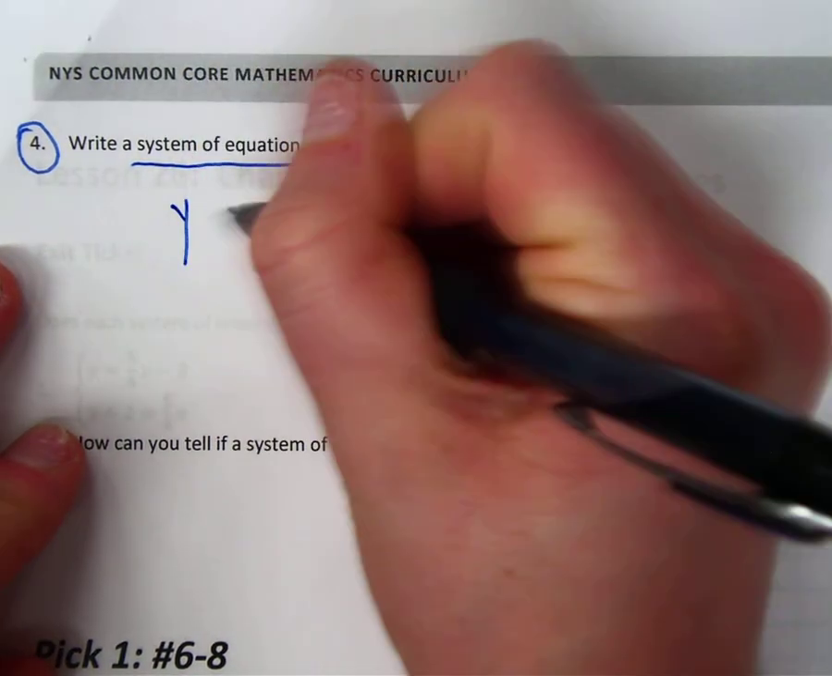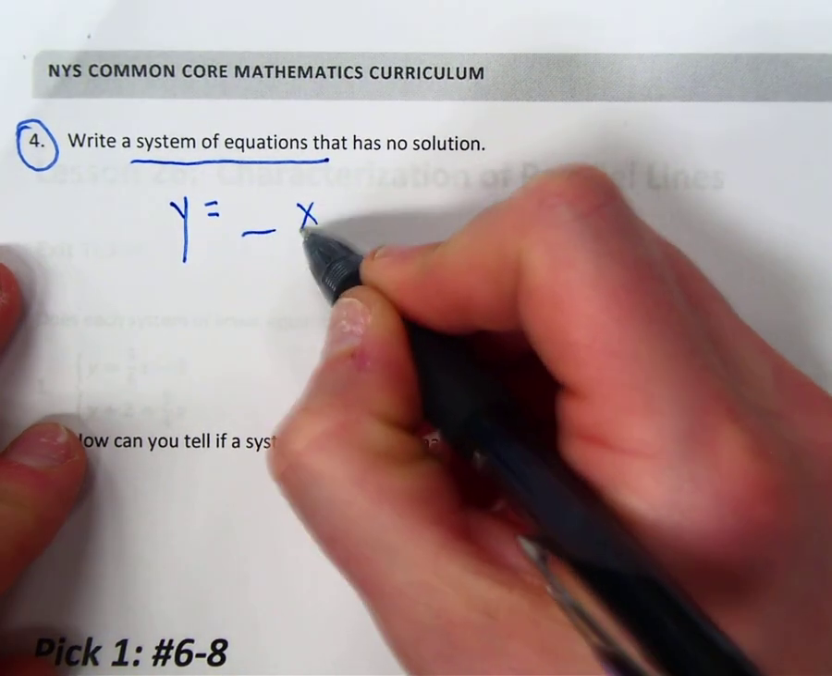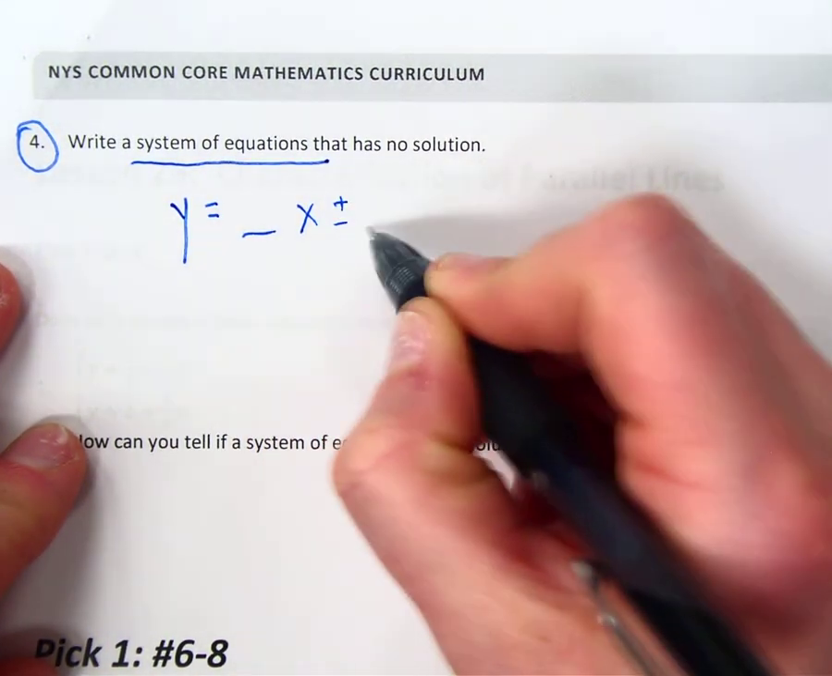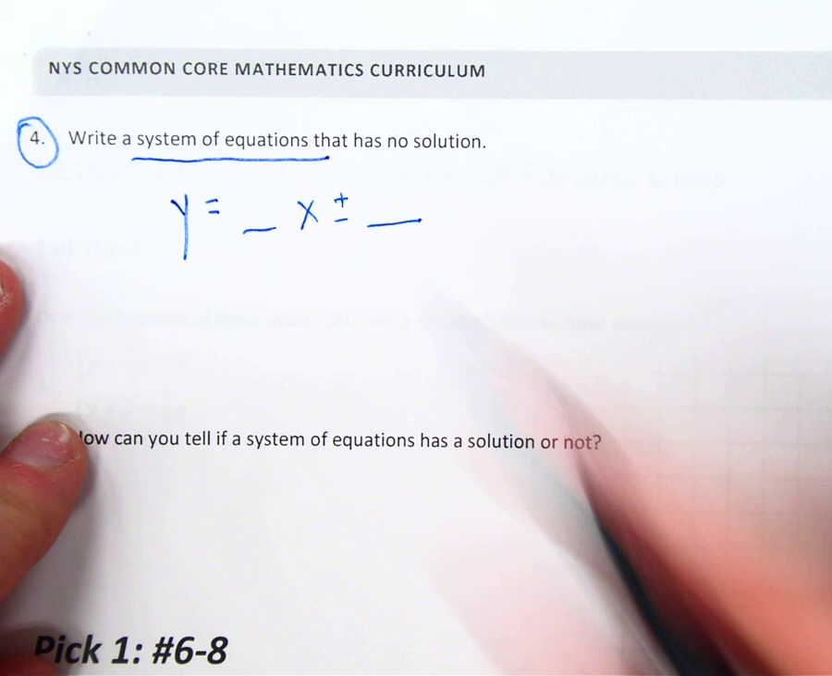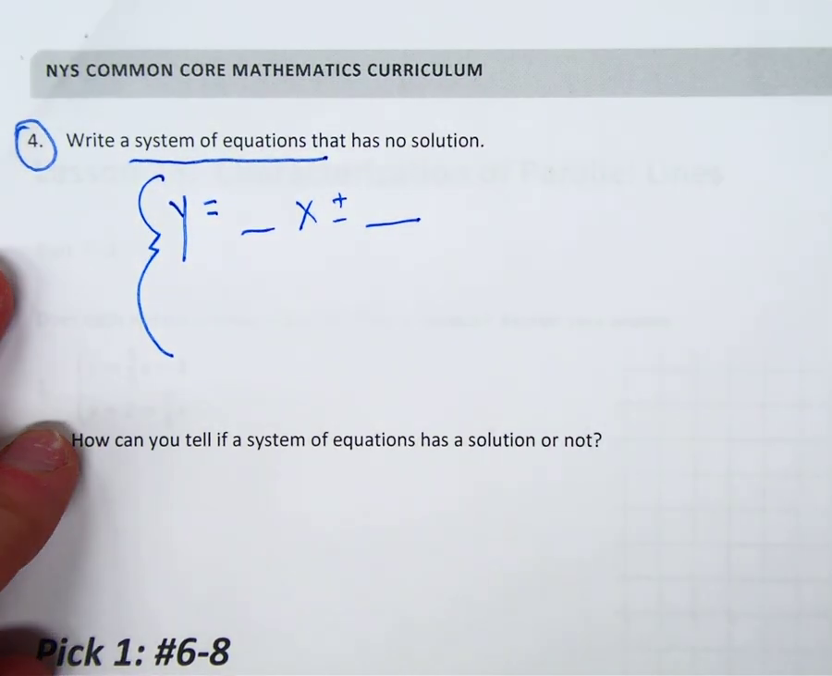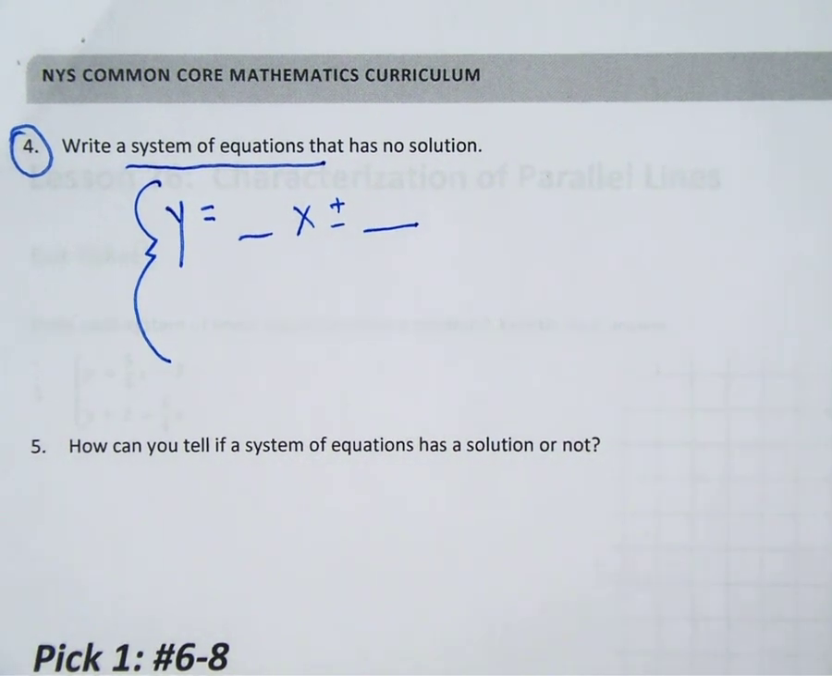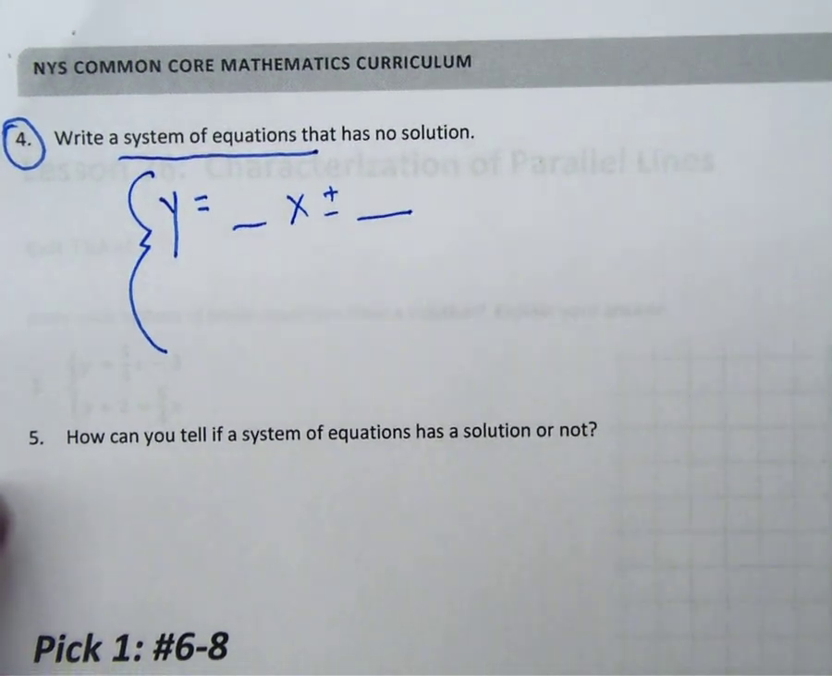I would recommend starting with y equals something, x plus or minus something, and there should be 2 equations. You have 3 examples. Yours should not be the same, but they should be following the same format.